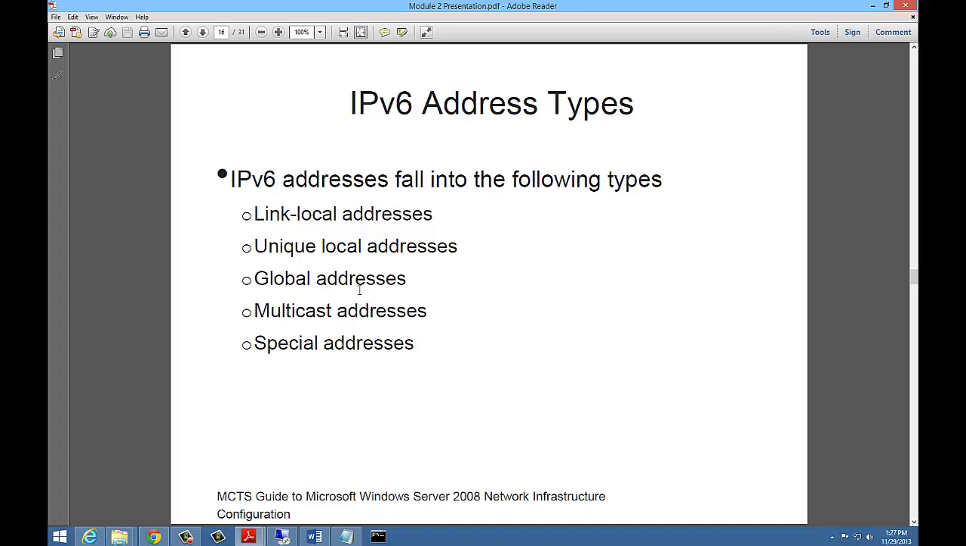Global addresses are the same as any public address on IP version 4. So global addresses are the ones assigned to you by your internet service provider. Multicast addresses are a little bit different. It allows you to send from one address, your own host address, out to many addresses all at once.